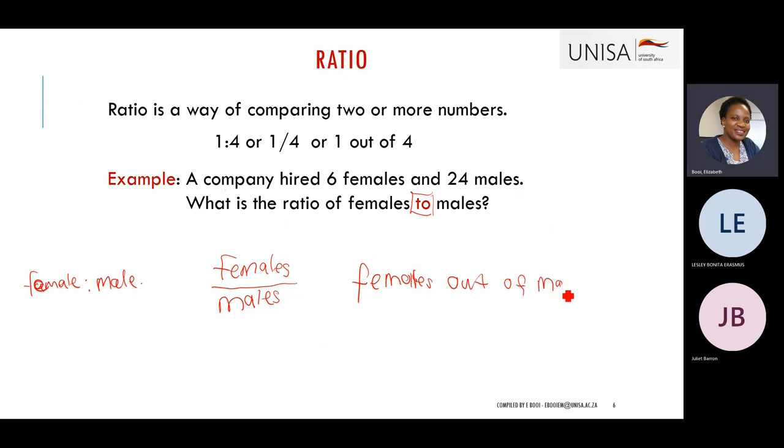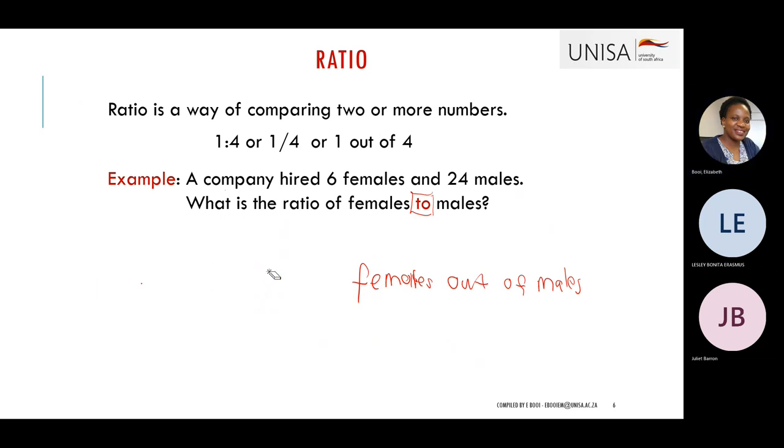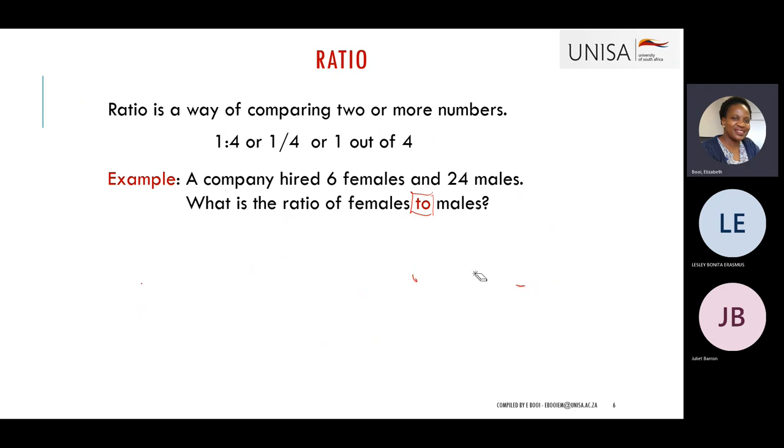out of males, and that will give us the ratio of females to males. But we need to be able to write it in numbers because they have given us the actual numbers. So let's do that.